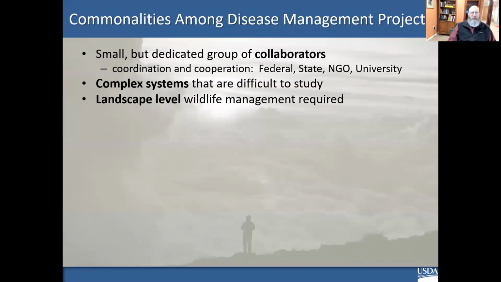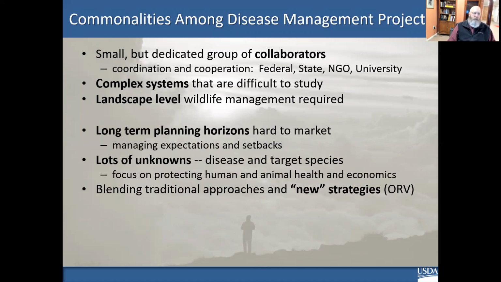I think there are, or probably currently are, some commonalities among wildlife disease management projects. It generally involves a small but dedicated group of collaborators at the federal, state, NGO, and university level. We're all working in these complex systems that are difficult to study, and it's at the landscape level. So again, that scale and scope is required to do the work we're trying to accomplish. There are also these long-term planning horizons that are hard to market, so you have to manage expectations and manage setbacks.